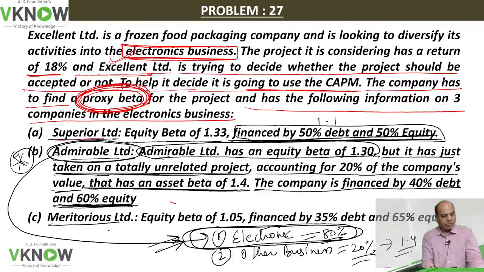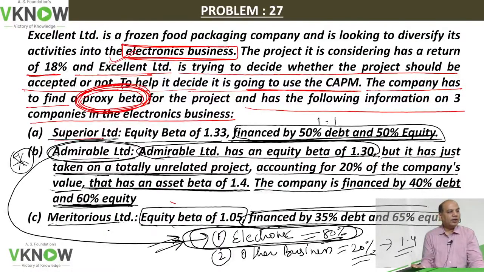There is a third company, Meritorious Limited. Its equity beta is 1.05, financed by debt and equity 35% and 65%.